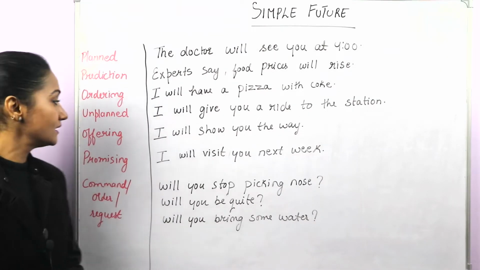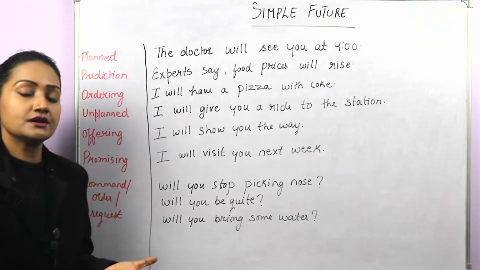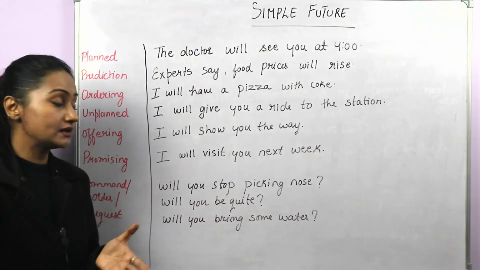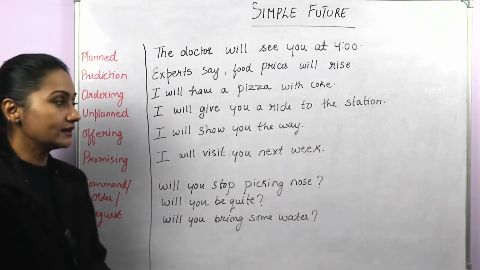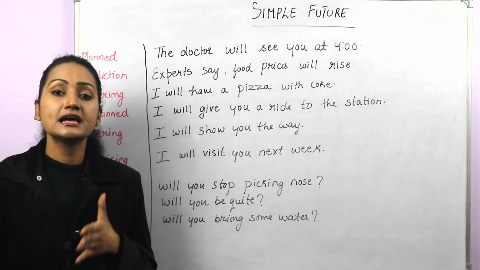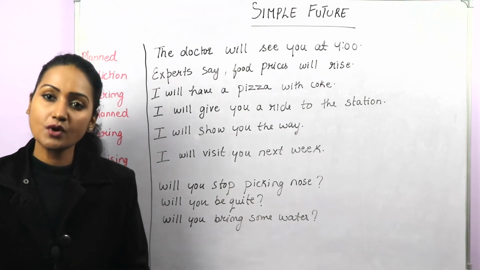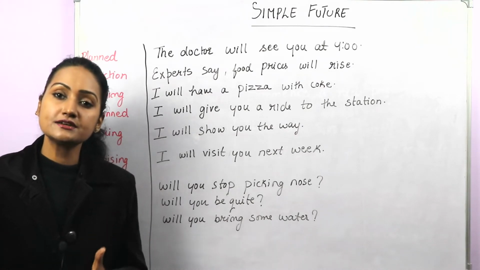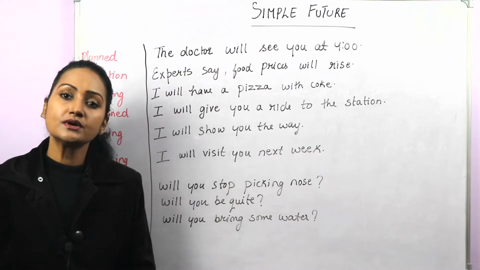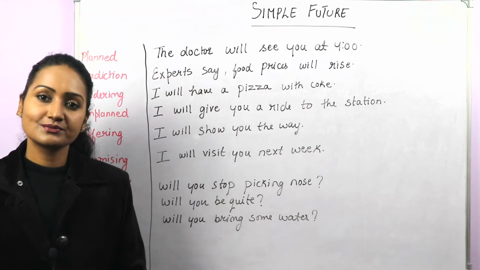Next is offering. So whenever you offer your help, you can use will. For example, I will show you the way. Don't worry, come, I will show you the way. I will help you with your project. I will tell you how to solve this problem. I will give you a lift to the hotel. So in all these situations, you can use will.